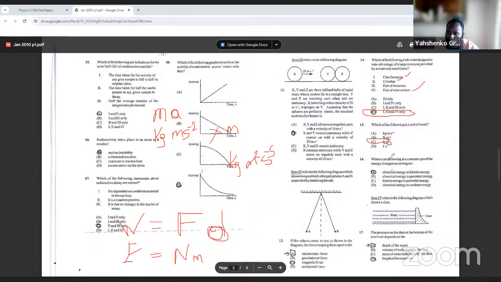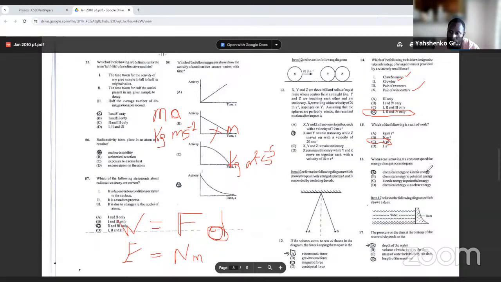And here we go again. When a car is moving at a constant speed, the energy changes occurring are... So when a car is moving at constant speed, which means that the amount of distance it's covering per unit time is not changing. It's the same all the time, right? The energy changes occurring are, it says chemical energy to kinetic.